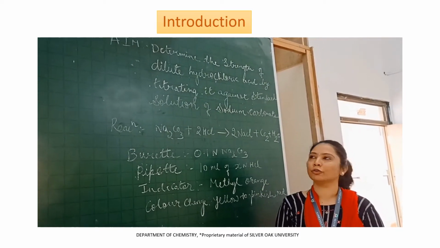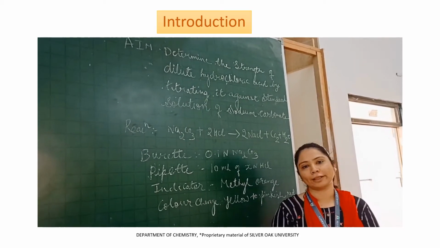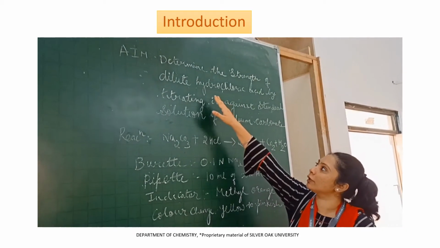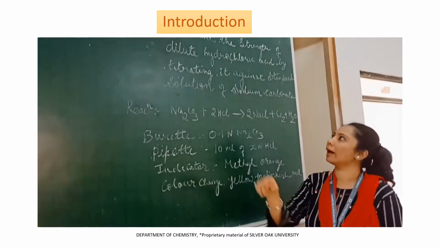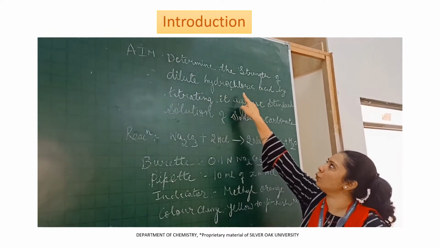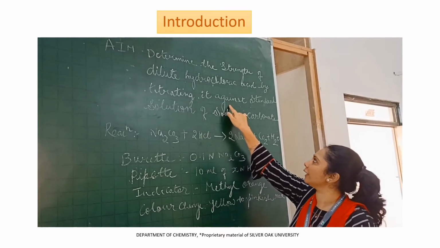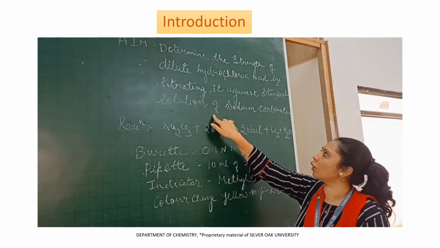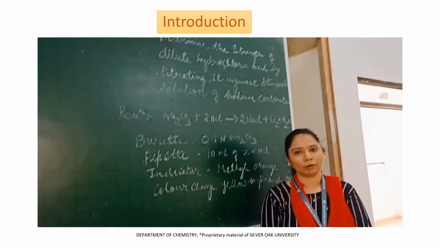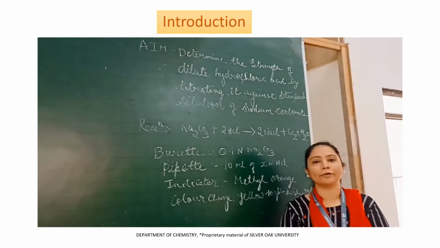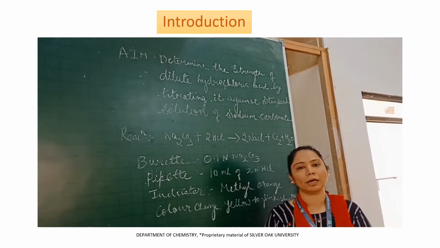Students, today we are going to study the practical of determination of strength of hydrochloric acid. So here you can see the aim of the practical. In this practical we are going to determine the strength of dilute hydrochloric acid by titrating it against standard solution of sodium carbonate. So we are going to determine the strength of hydrochloric acid using standard solution of sodium carbonate.